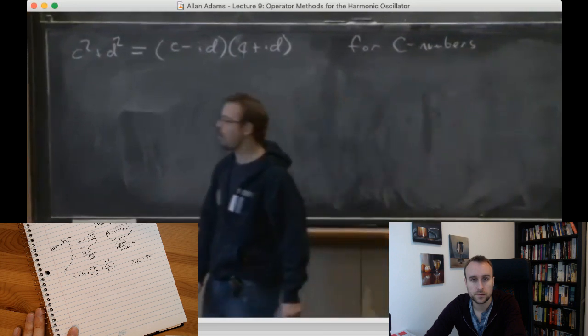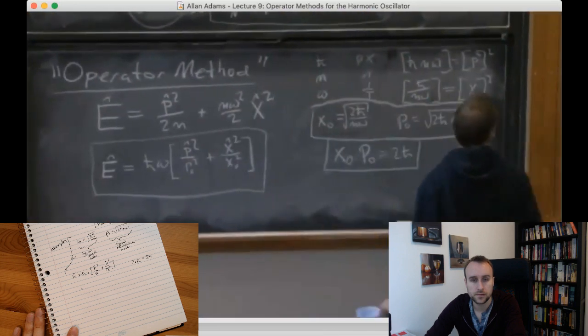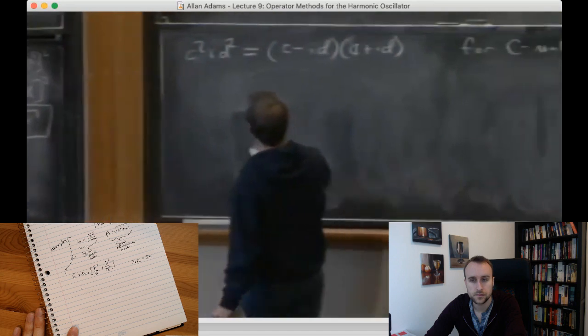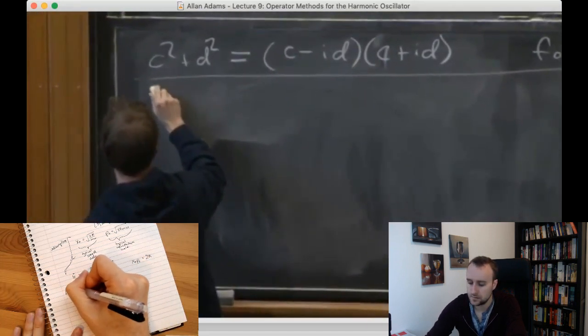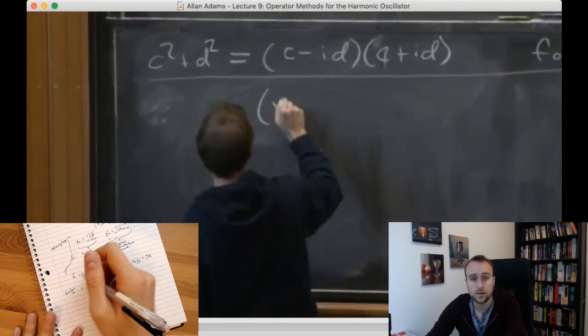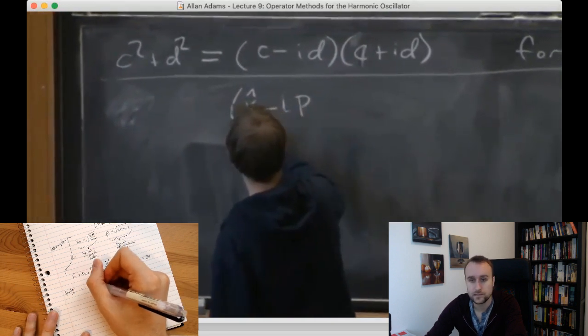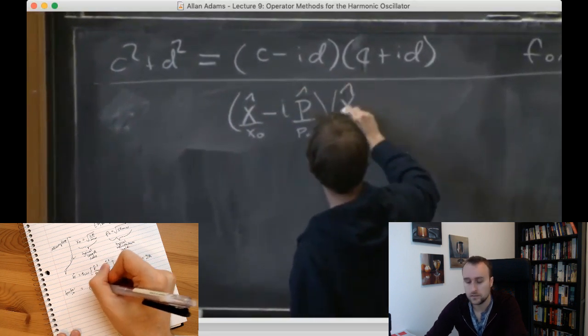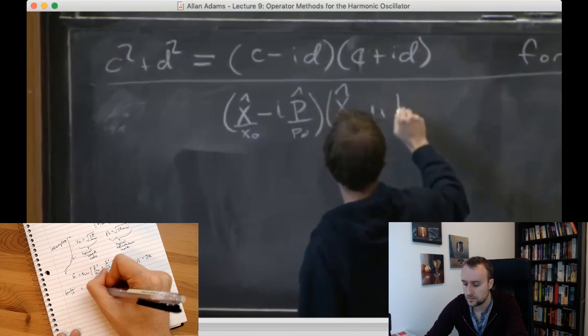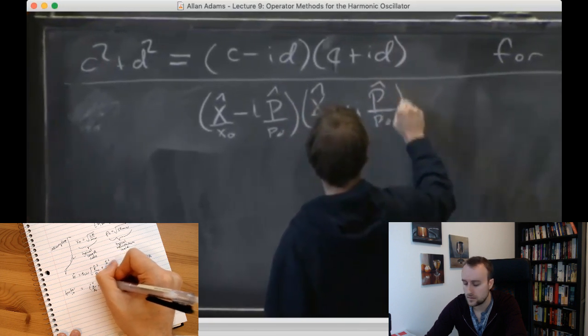Now, is this true for operators? Can I do this for operators? Here we have the energy operator as the sum of squares. Well, let's try it. I'd like to write that in terms of x and p. So what about writing the quantity x over x naught minus i p over p naught operator times x over x naught plus i p over p naught.